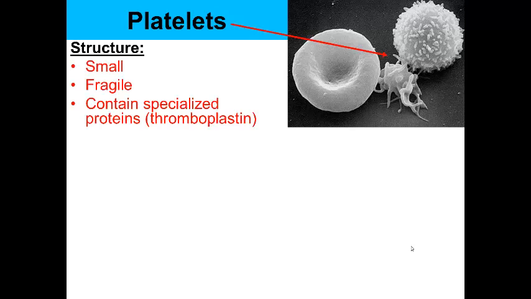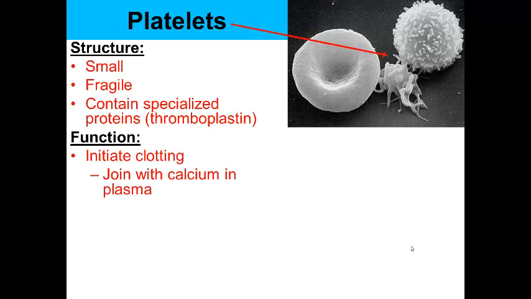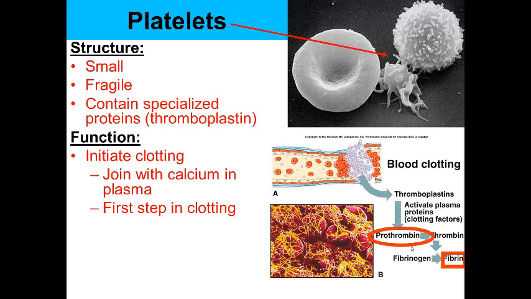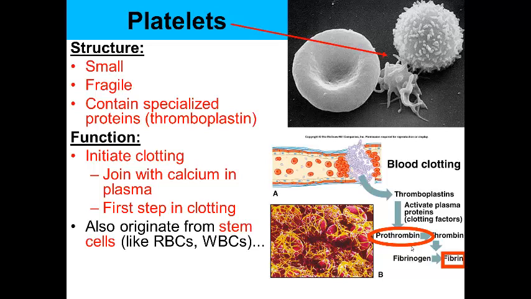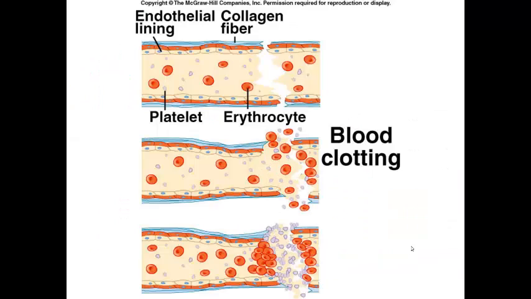Platelets are small and fragile, and they contain special proteins called thromboplastin. They initiate clotting. They use up some of the calcium in plasma to start making the blood thicker. They also originate from stem cells like red blood cells and white blood cells.